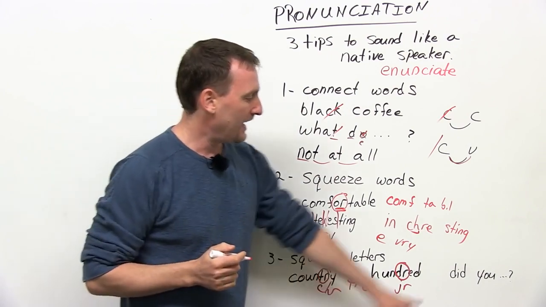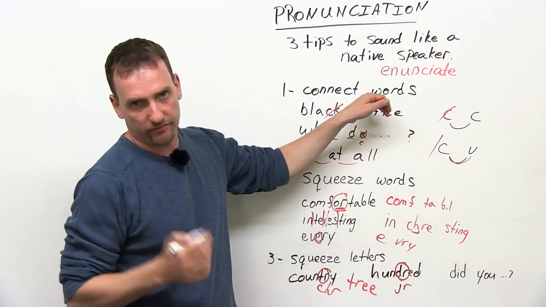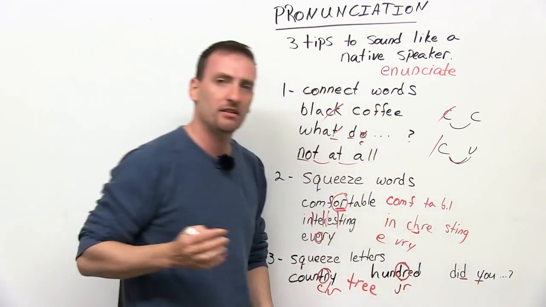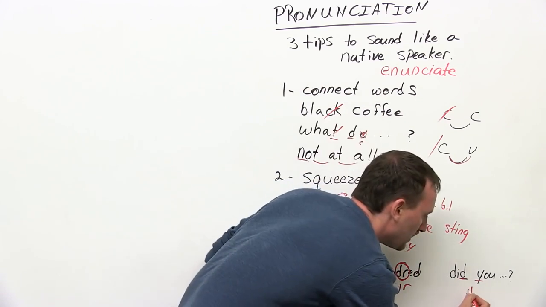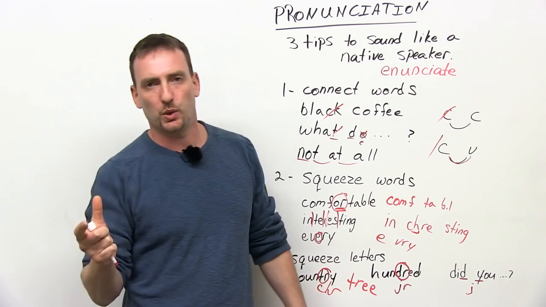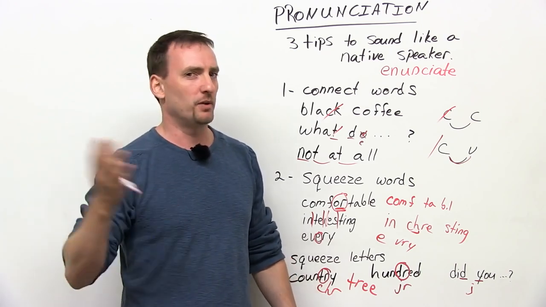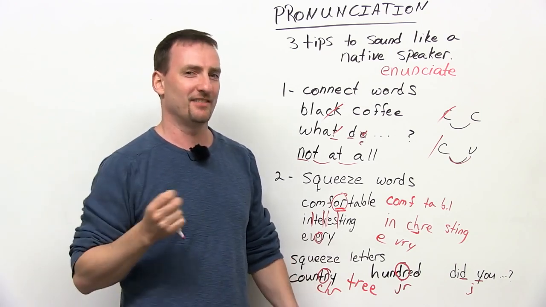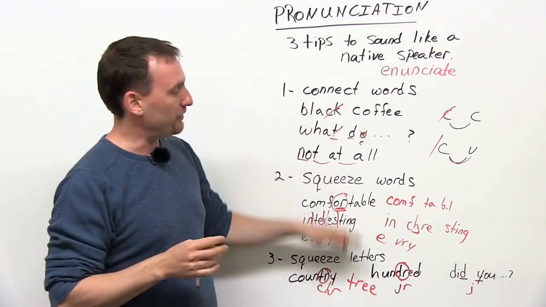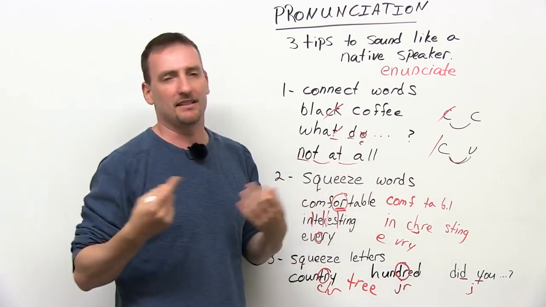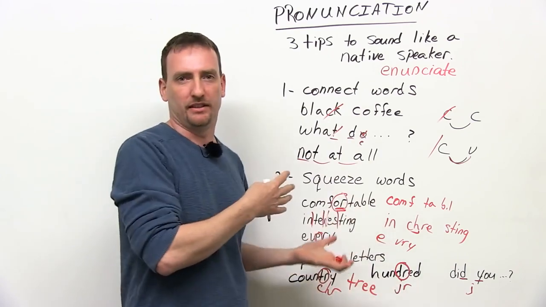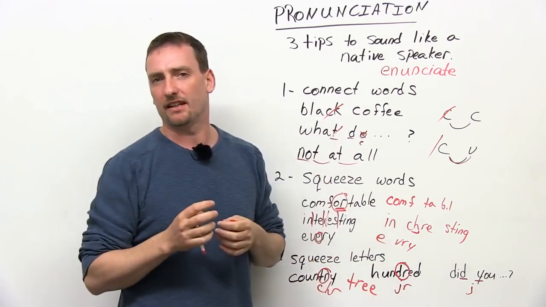Now, this goes with the first idea when you're connecting words, but when you have a D and a Y together, it becomes like a J sound. Did you? Did you do it? Did you do what I asked? Okay, so we say it like that. Very quick, very mixed, and you have to practice these because it's just more a habit than anything else. Native speakers, we don't think about doing these things. It just rolls off the tongue just like that, okay?